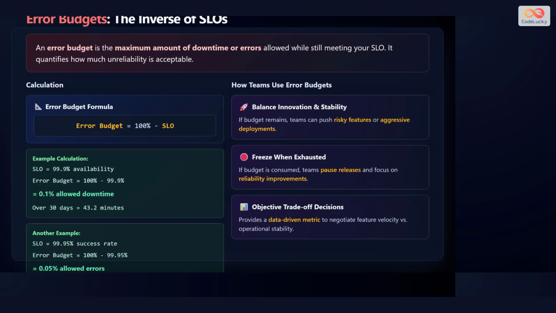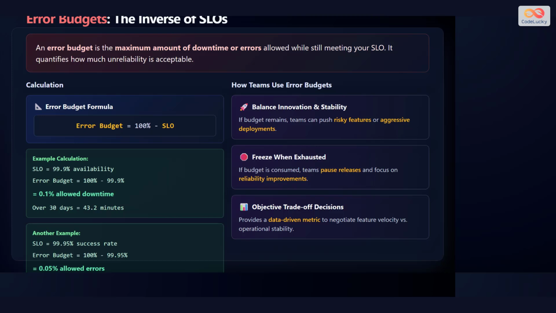Now let's examine how to set realistic SLOs. For a mission-critical service like a payment processor, you might set an SLO of 99.99% availability and a latency SLO of less than 100 milliseconds for 99% of requests. For a standard web application, an SLO of 99.5% availability and 500 milliseconds latency for 95% of requests might be appropriate. For a development or internal service, you might accept 95% availability with a 1-second latency target.